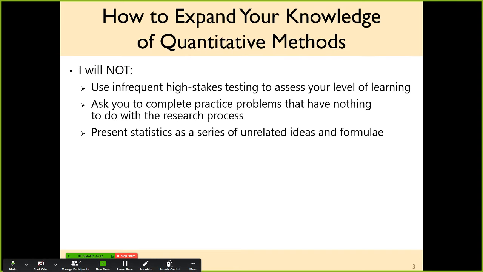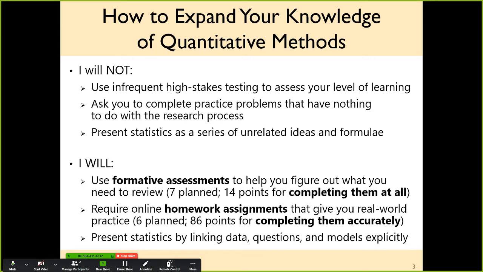How are we going to do this? I don't do tests. I don't think that training you to dump your brain in a room for 4 hours is going to help you. It's never going to be a skill that you need to master in your professional life. So we're not doing midterms, we're not doing finals. I'm not going to ask you to do practice problems that illustrate hand calculations that have nothing to do with research. And I'm going to try to link things together. Even though it's a series of techniques, I'll try to point out when they're related, when they are simple cases of something else, etc., etc.